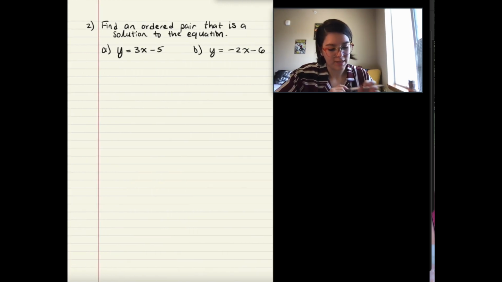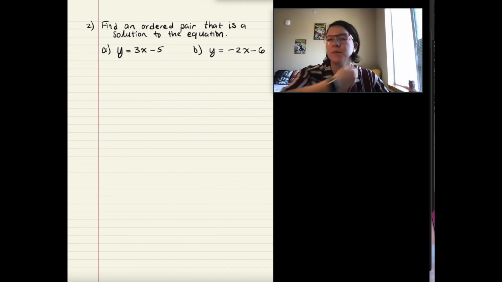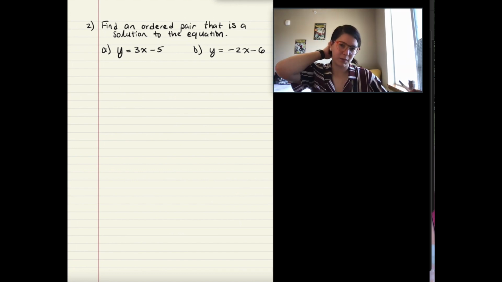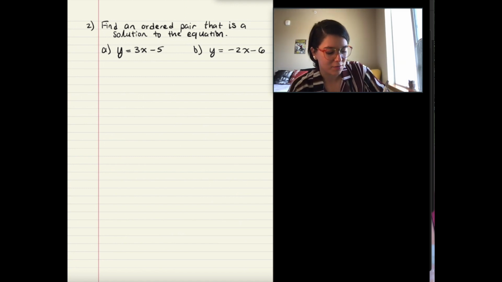Let's look at a different example. So number 2 asks us to find an ordered pair that is a solution to the equation. So for this one, we're kind of working backwards. We're taking a line and we're trying to figure out what are some coordinates, x and y, that would actually work if we were to plug them in. So the way we can do this is to just choose a random x coordinate. So for instance, I want to use x is equal to 0.